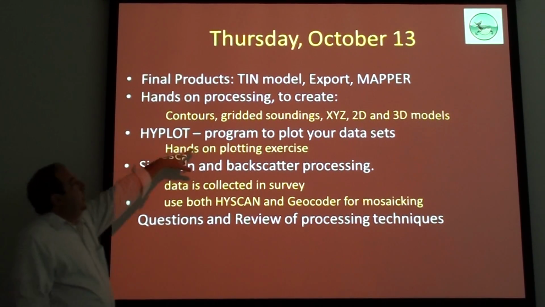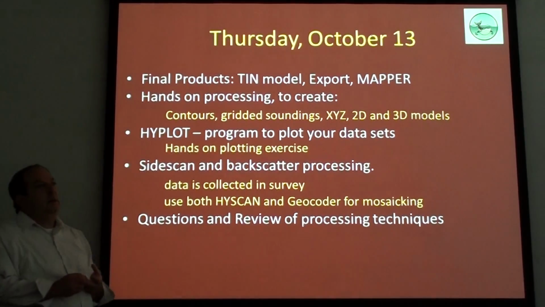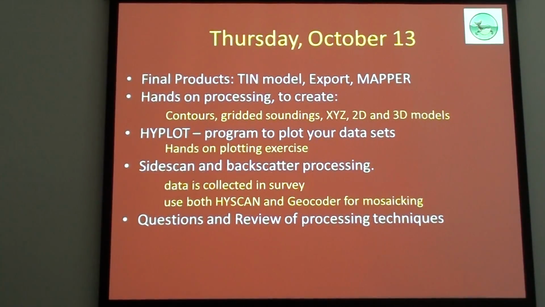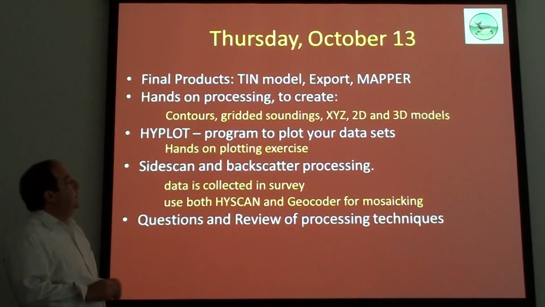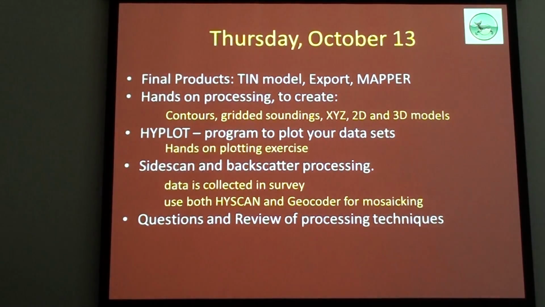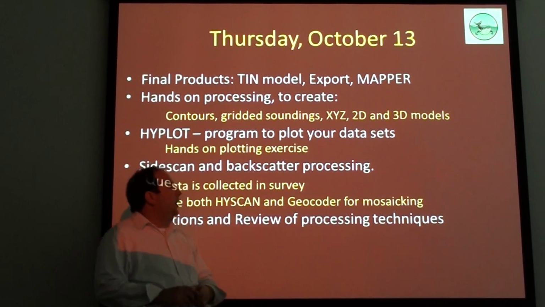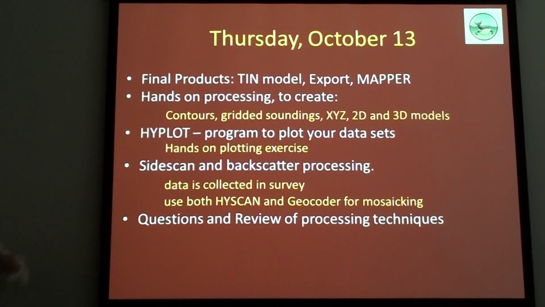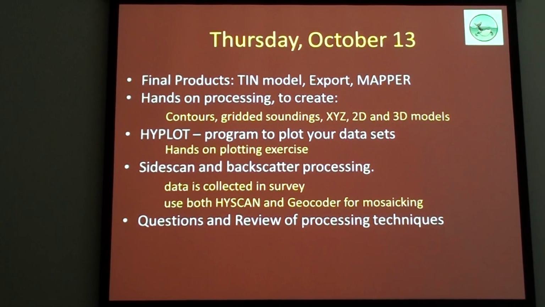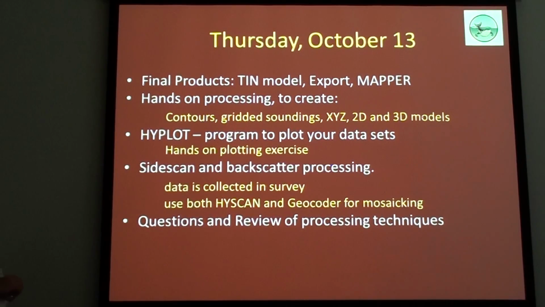Then we went through HiPlot, programs to plot the data set. Learned plotting sheets, template files. And then the last little bit was side scan and backscatter processing. Data's collected, it's part of the file, let's try to use it. And we used HiScan and Geocoder for the mosaic. The last thing I have to do is export and mapper. But mapper is really nothing exciting, but we'll do it and export.